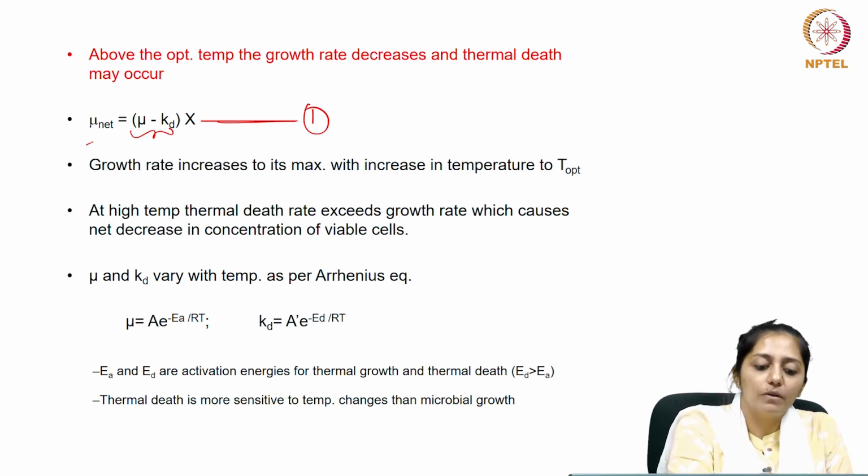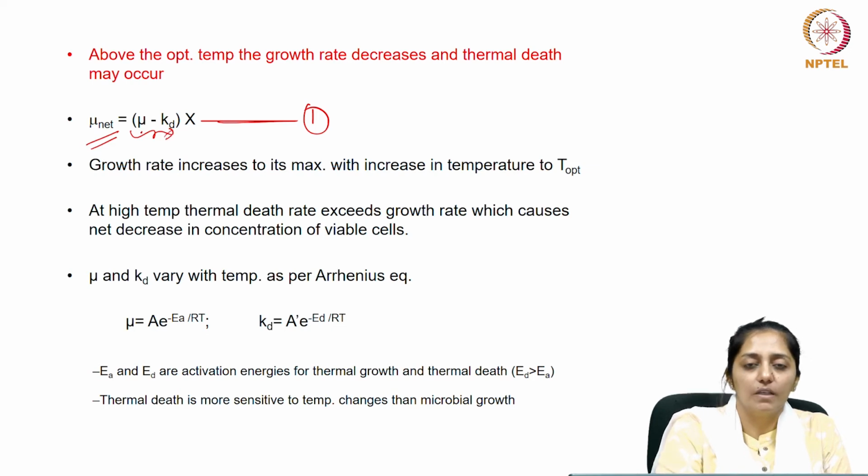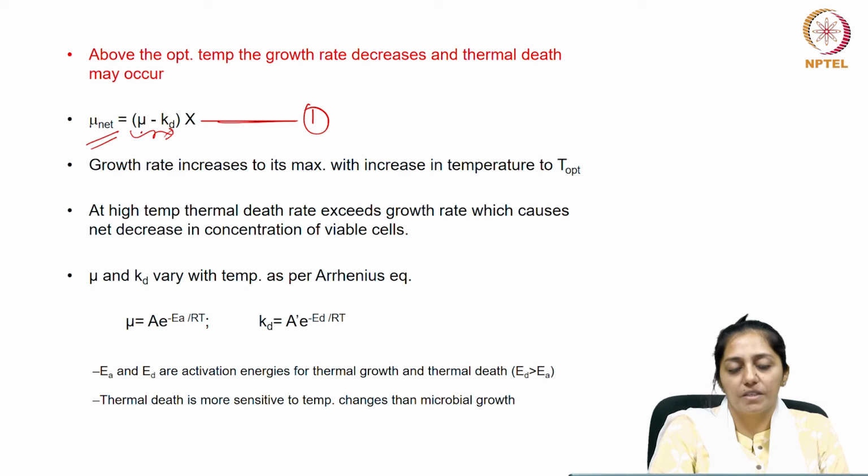So the net specific growth rate is given as the difference between the specific growth rate of the culture, minus the specific death rate of the culture, which is termed here as Kd. Now, growth rate increases to its maximum with increase in temperature to T optimum. So the plot may look like a hill, where you will observe that the growth rate of the culture increases as the temperature is increased.